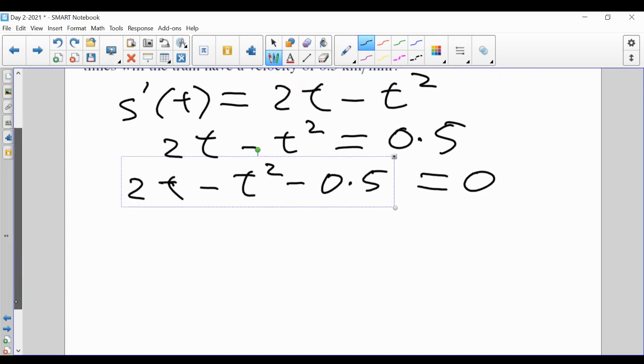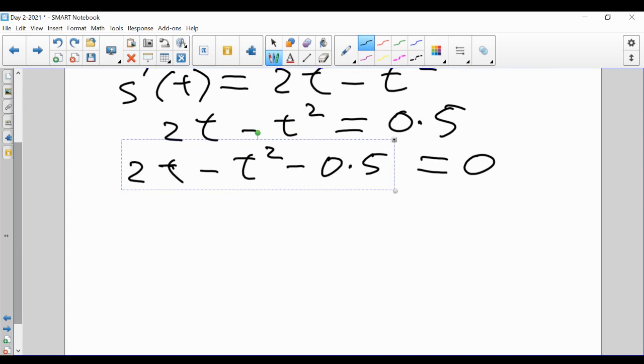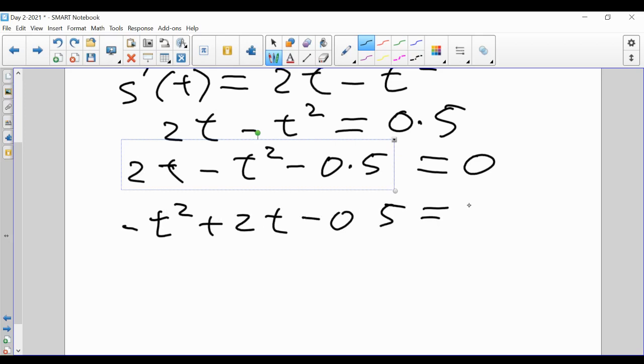Now, you're probably thinking, that doesn't look like something I can factor. What am I supposed to do with this thing? Well, let's do a little trick on this. Let's first of all put the minus t squared first. It looks more like a quadratic that we're used to. So minus t squared plus 2t minus 0.5 is equal to 0.